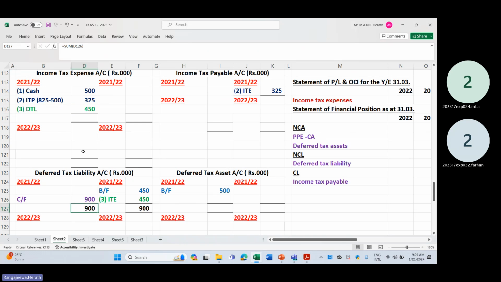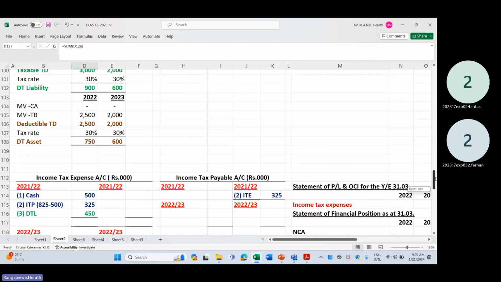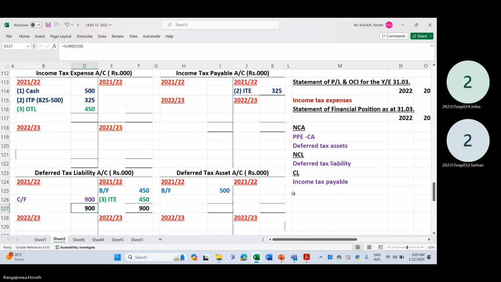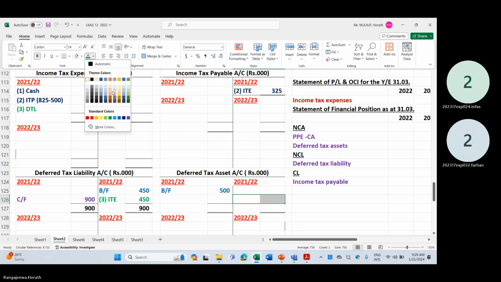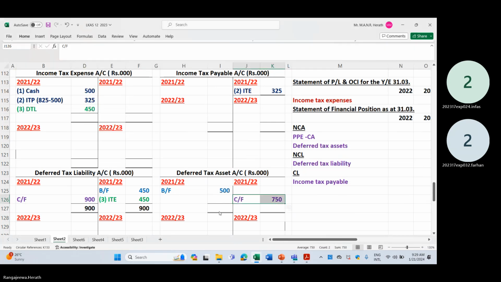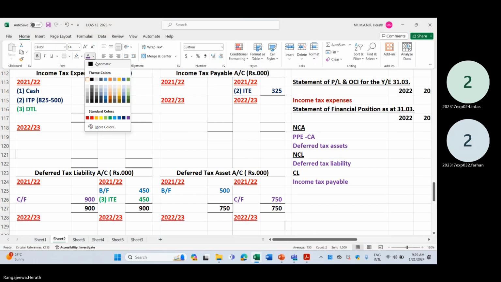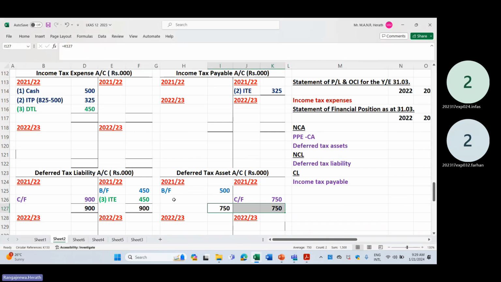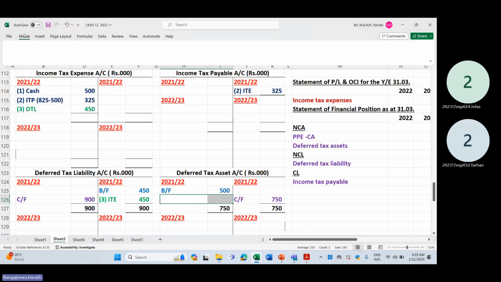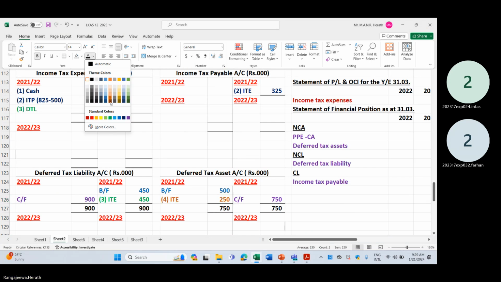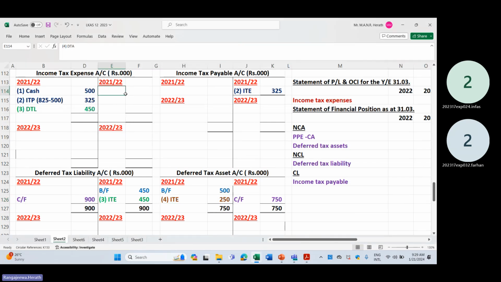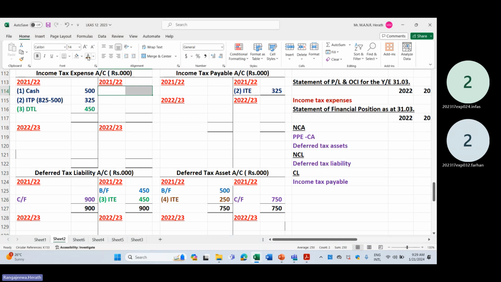මේක balance කරලා අපිට හොයා ගන්න පුළුවන්. 450 තිබ්බ 900 වලට වැඩි. Deferred tax asset එක 750 වලට වැඩි වෙනවා. Carried forward balance of deferred tax asset 750. So the creation of deferred tax asset is 250. 500 increased to 750, 250. Income tax expense debit, deferred tax asset credit.